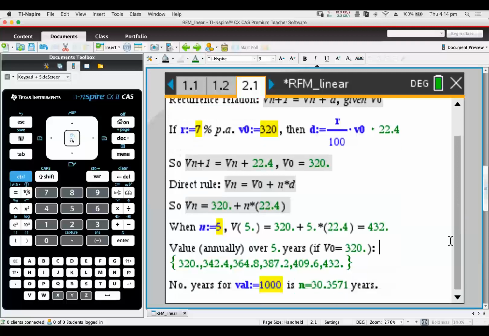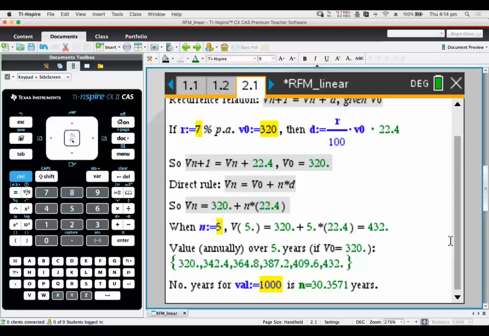And like the previous page, for the general idea of recurrence, this little line will show the value of that investment based on simple interest over 5 years. Now, those of you looking very carefully will notice that there are 6 entries in that list.